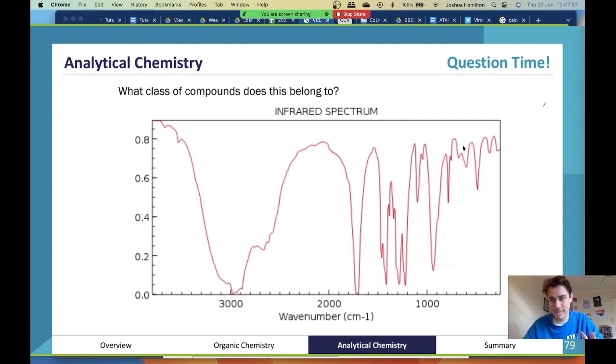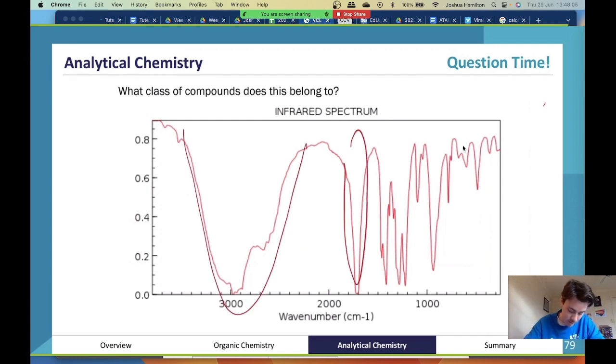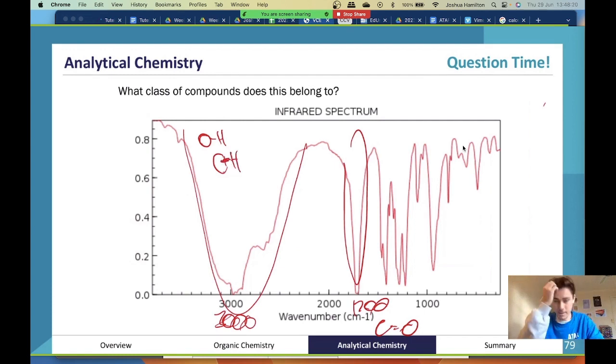All right. This is a carboxylic acid, because we've got a big dirty peak here, and we've got a peak at about 1700. So this is about 3000, this is about 1700, this is a C double bond to an O. This is your OH for your acid, but it's engulfed your CH bonding. So that is what's going on there.